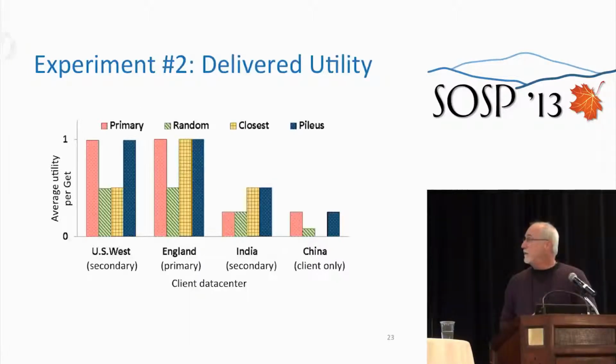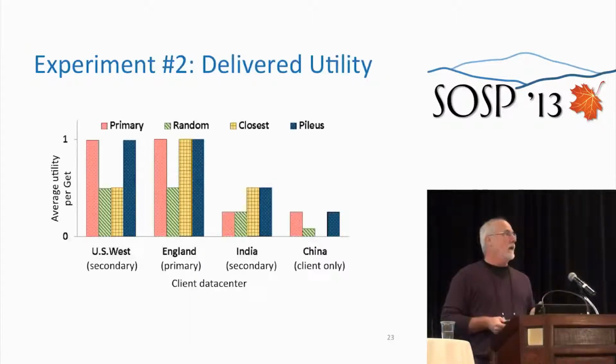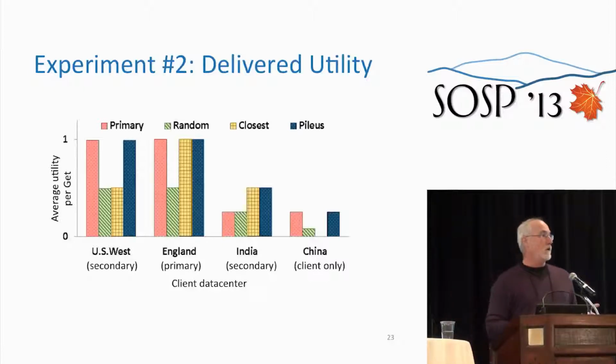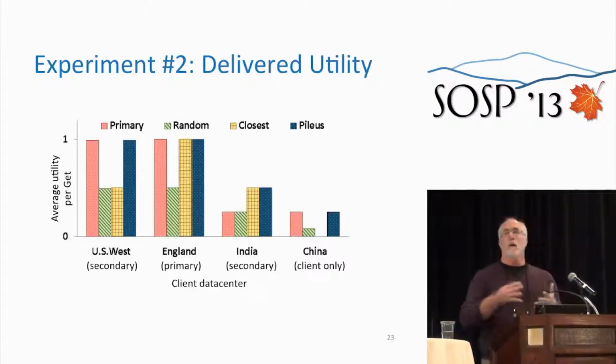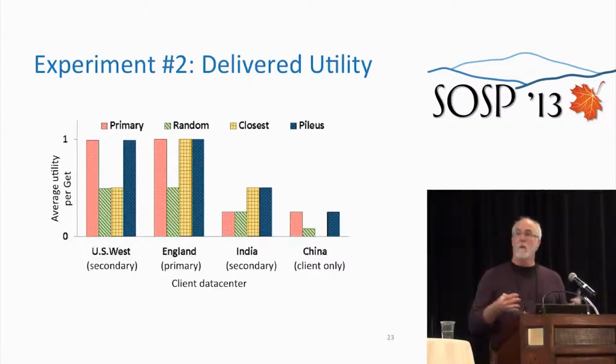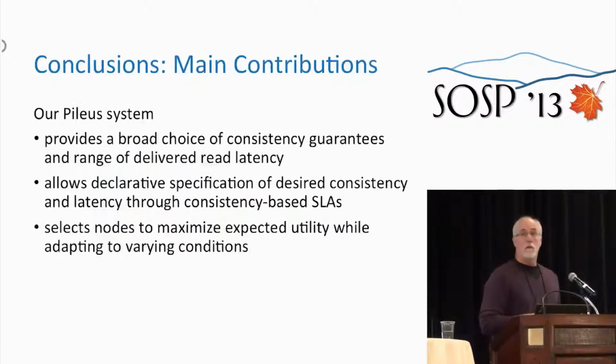For this SLA, these are the results we get. You see that, in fact, because it favors strong consistency, the clients that are farther away from the primary suffer more. They don't, in fact, get very high utilities. But again, Pileus provides the most utility of any of the schemes. And for any of the schemes, there exists at least one client for which Pileus provides double the utility. So those are the results I'm going to show you.